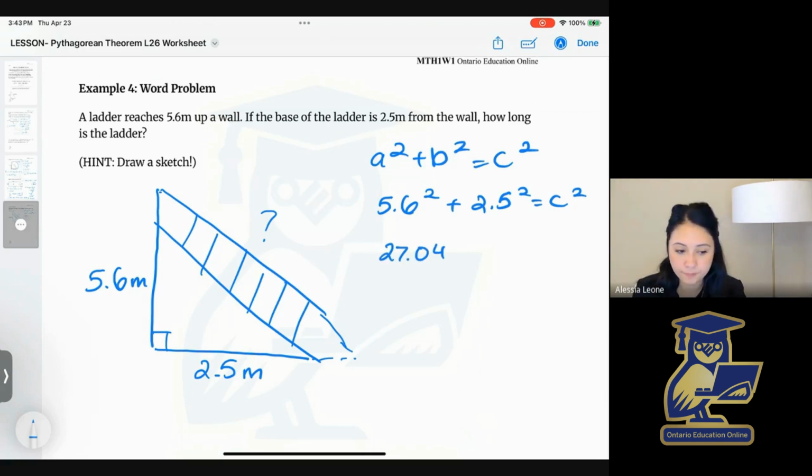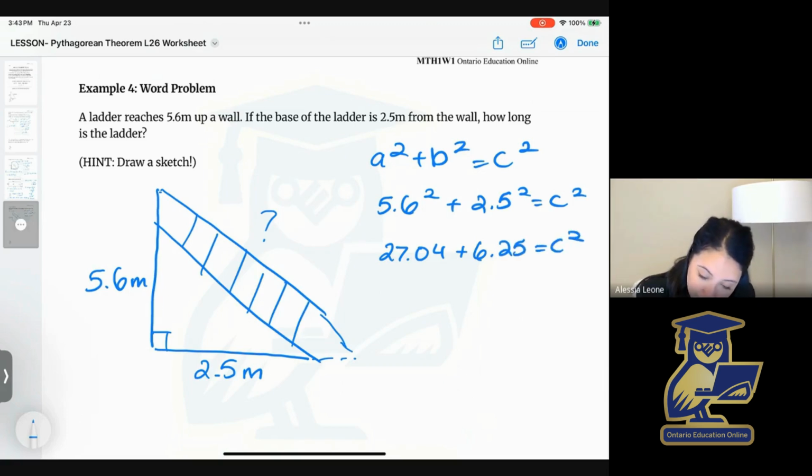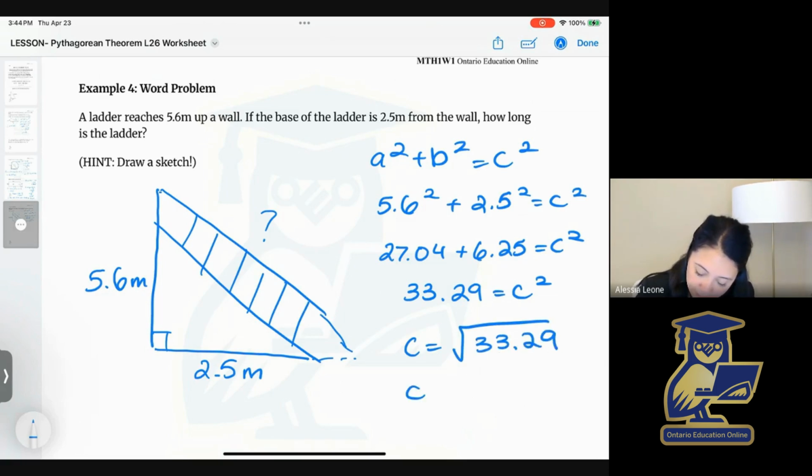5.6 squared. 5.6 squared is 27.04 plus 2.5 squared, which is 6.25, is c squared. Add those two together, you get 33.29. Now we need to square root that to find c on its own. So 5.77 rounded.